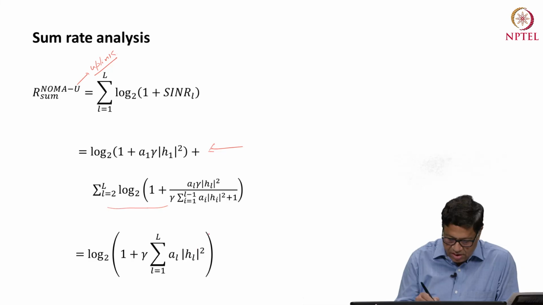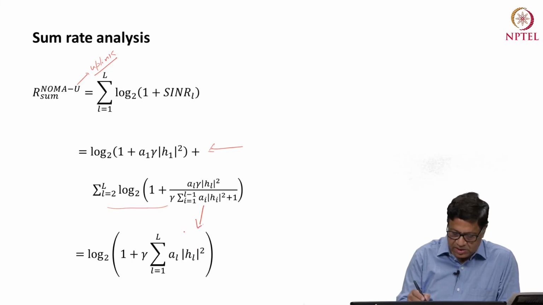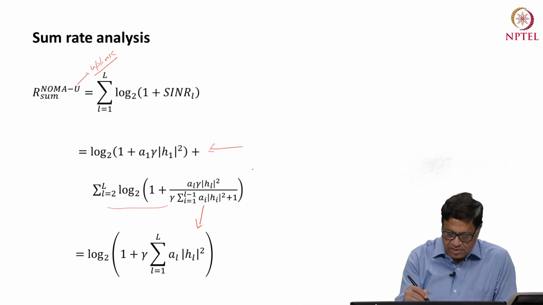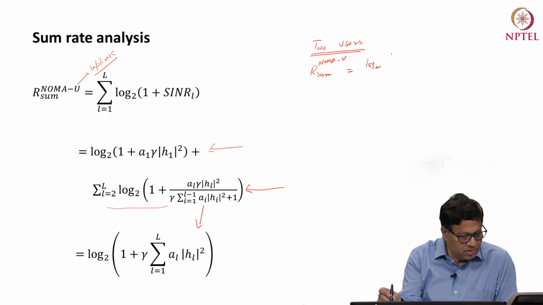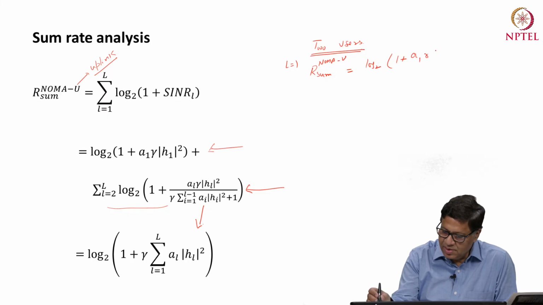Now let us try to understand how we have got this expression. So this expression from here, how we have got this. Let us do it for two users to understand this. So for two users, R sum NOMA will be log2(1 plus, this is for L equal to 1. So there is only one user, then this will be a_1 gamma |h_1|^2.